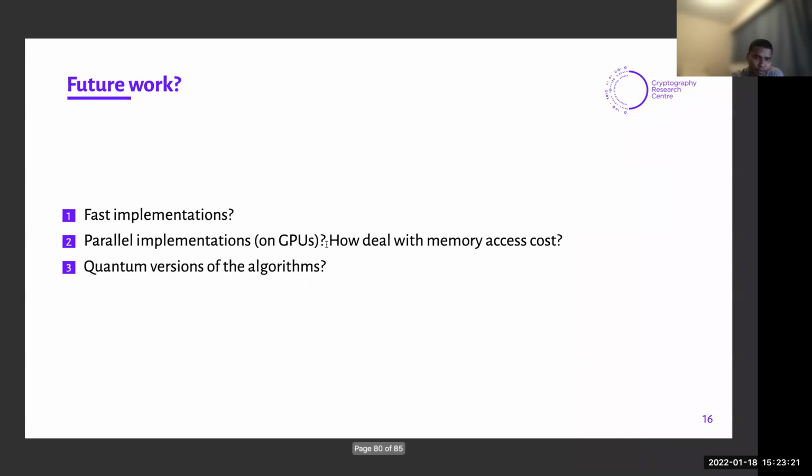And then, of course, something that would be really nice to have is a quantum version of these algorithms, or to see if these ideas can somehow simulate different quantum algorithms for solving Boolean polynomial systems. And again, the main issue here would be the memory, right? Because these quantum algorithms usually have a polynomial amount of memory.